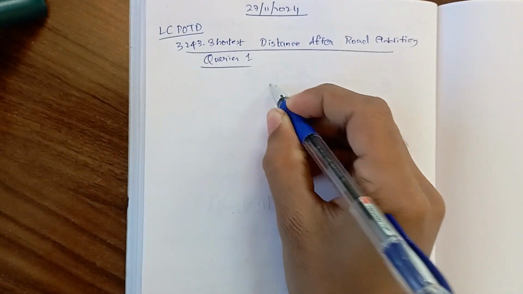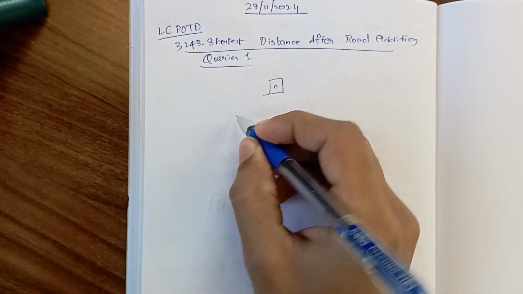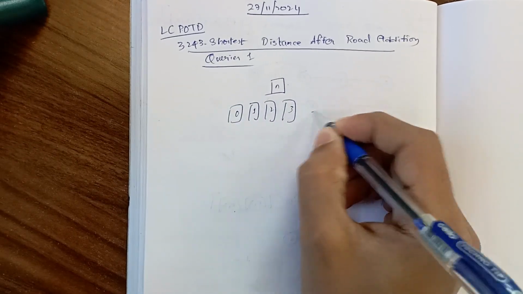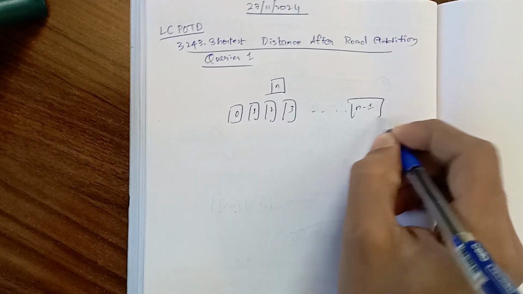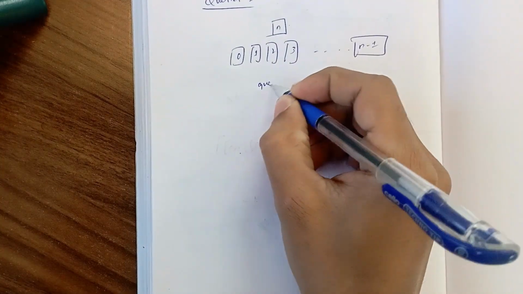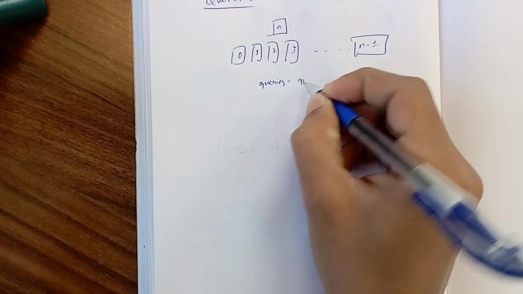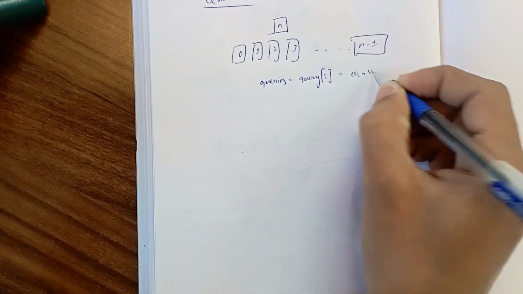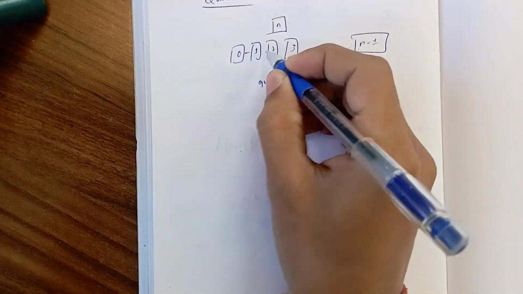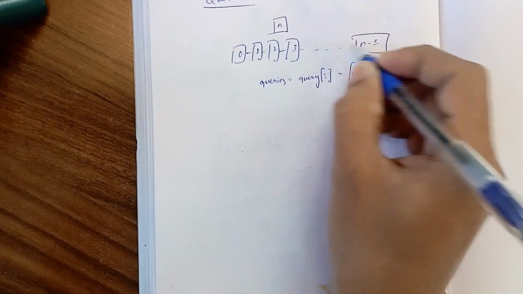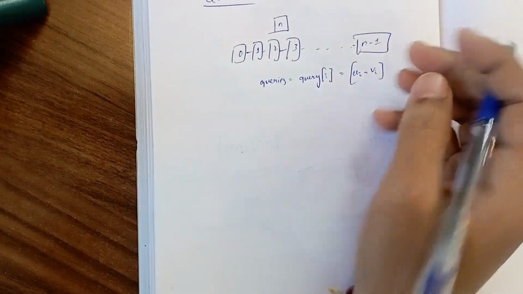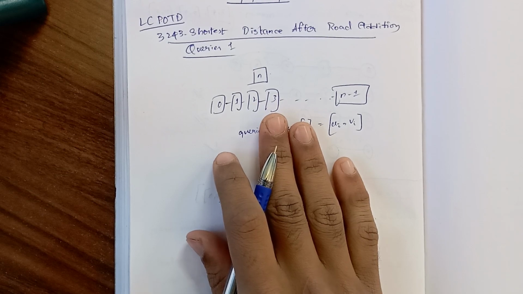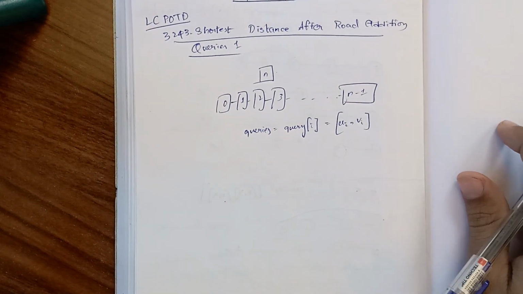Here we are given n cities, that means 0, 1, 2, 3 up to n minus 1. And we are also given queries, where query of i represents ui and vi. Now, these cities are already connected with an undirected edge. That means a road, you can say that this road is a two-way road.